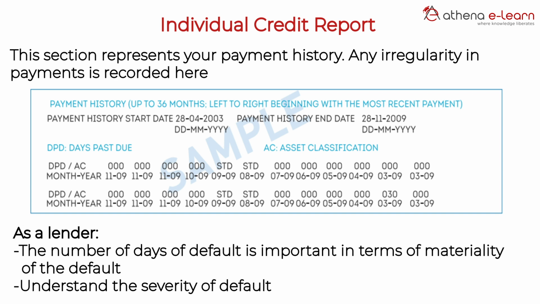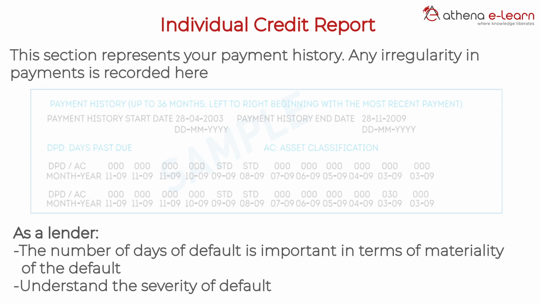Why is it important for you as a lender to see this? Because the number of days of default is important in terms of the materiality of the default. If I have been late by 1, 2, 5 days, the way you would interpret that in your credit policy will be lighter and softer, if I can use the word, compared to somebody who has been delinquent for many days, many times and often enough.